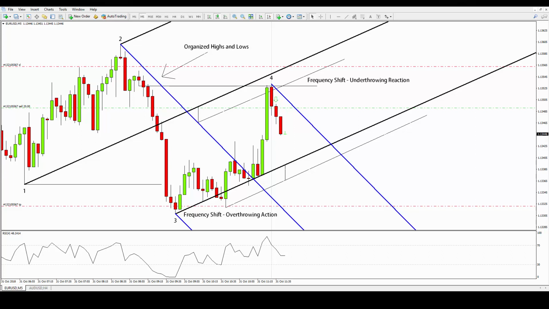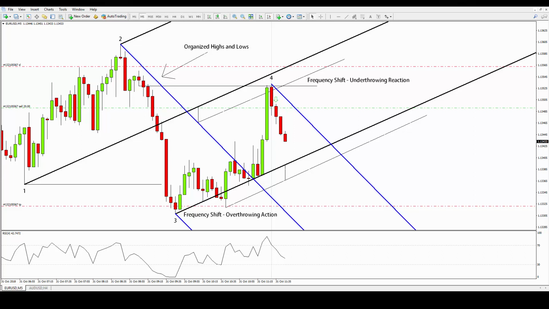This is where Newtonian physics comes into play, specifically the Newtonian law that every action has an equal and opposite reaction. Observe that after number 3, price disrespects the lower line of the pitchfork, and then comes back inside the boundaries of the pitchfork again. This can be characterized as an overthrowing action that will generate an underthrowing reaction in the near future. In other words, an action that will generate an equal and opposite reaction.